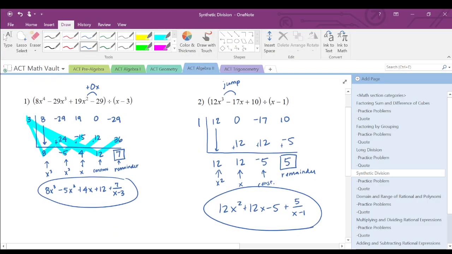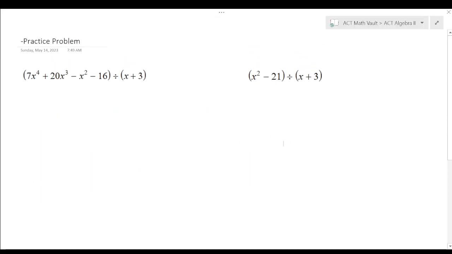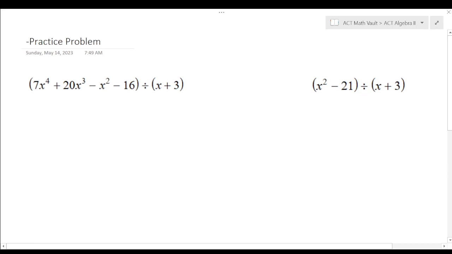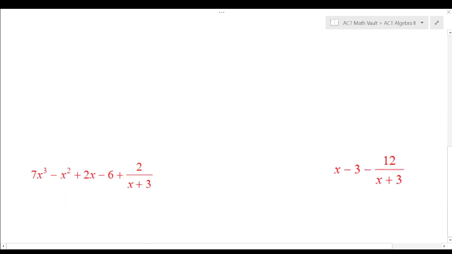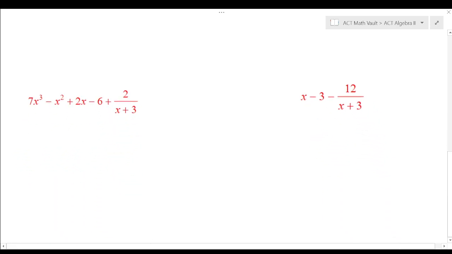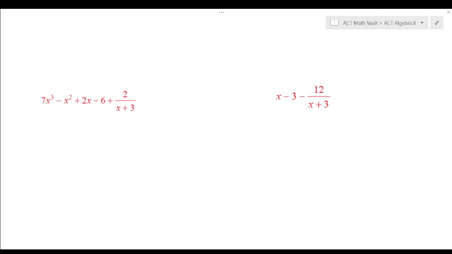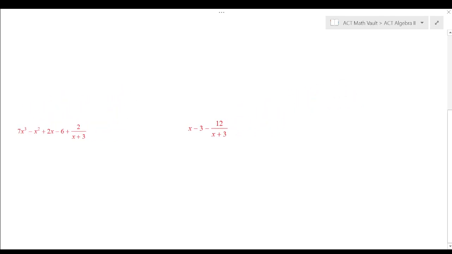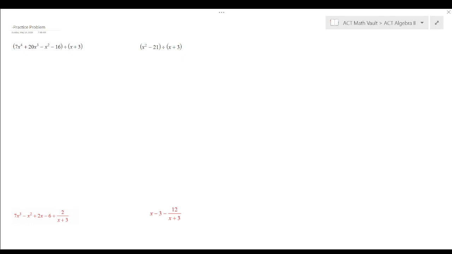Let's do a little bit of practice. Try these. These are good. They do involve jumps as a hint for you. If you don't want to see the answer, please pause the video. The answers that you should be getting after you complete all of the process are these two. There are remainders for both of them. If you end in a 0, there would be no remainder.